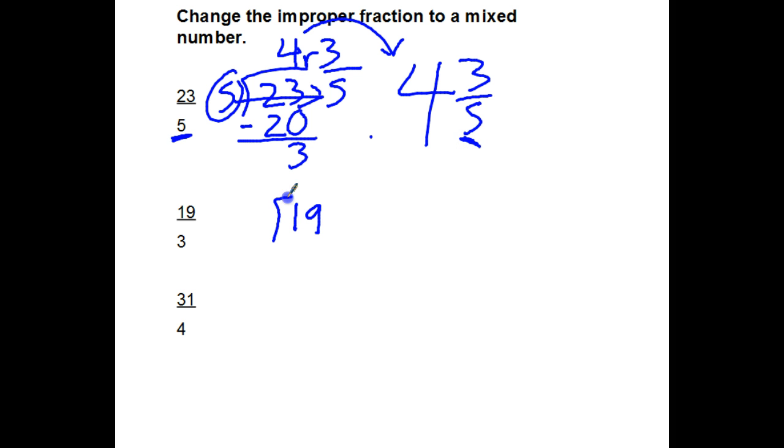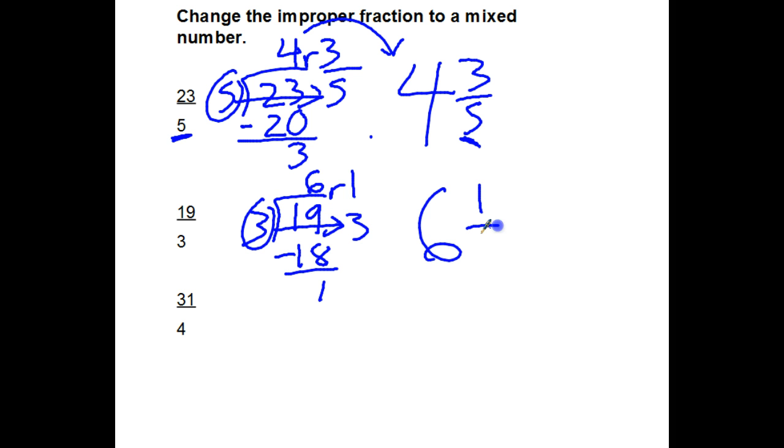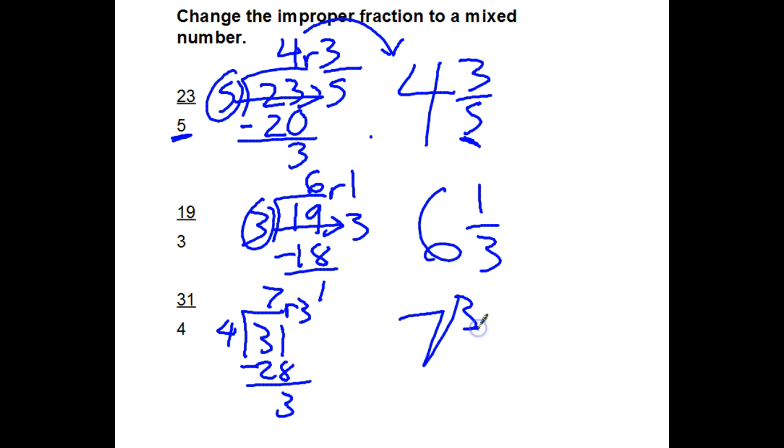19 thirds really means 19 divided by 3. 3, 6, 9, 12, 15, 18, 6 times. 1 left over. Bring my 3 over. 6 and 1/3. 31 divided by 4 goes 7 times. 28. 7 remainder 3 is going to be 7 and 3/4.